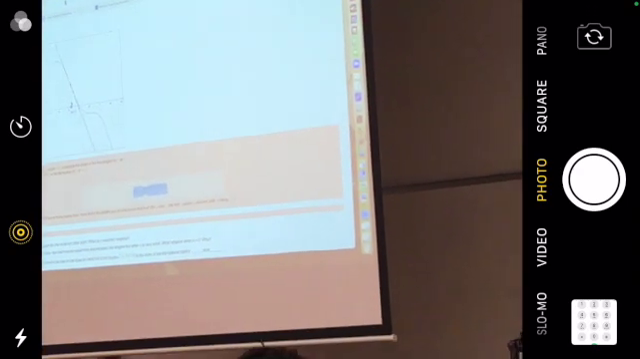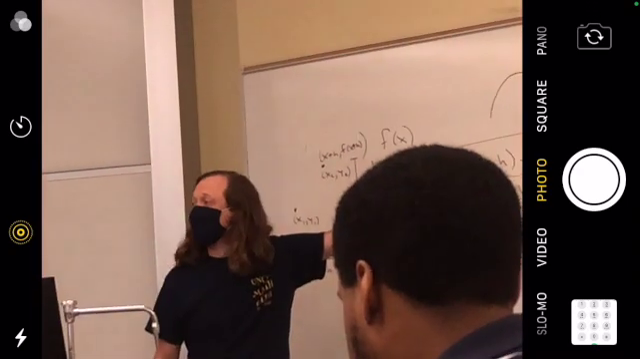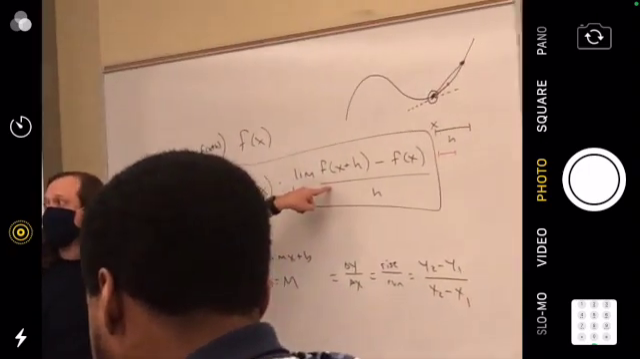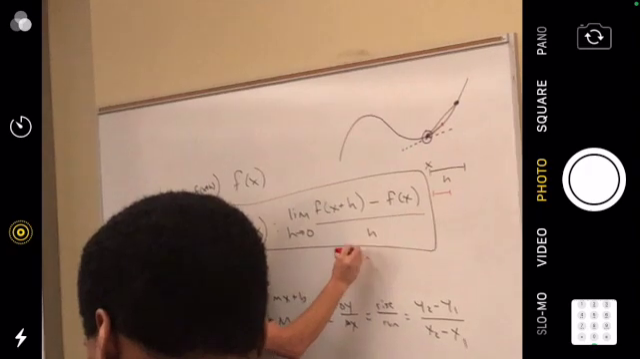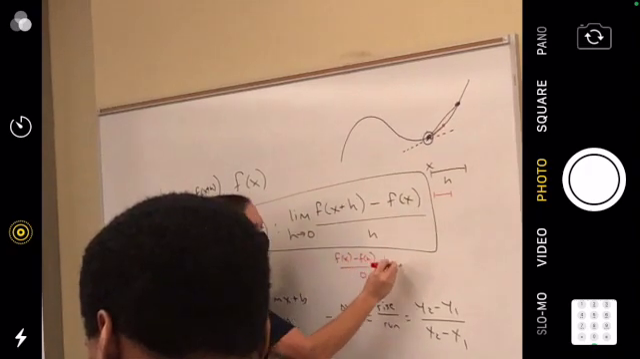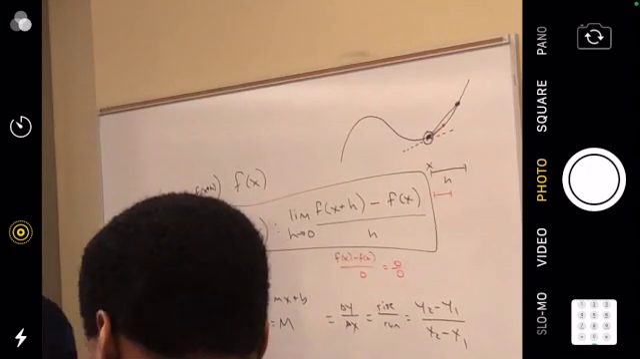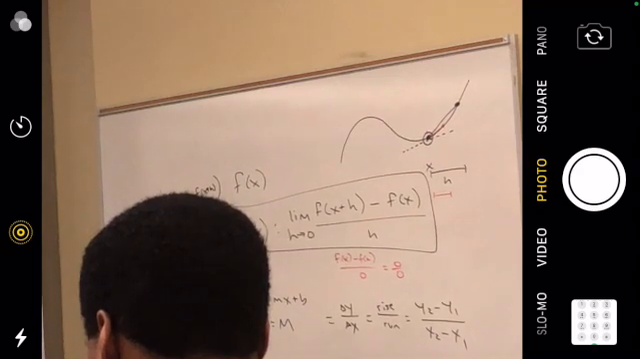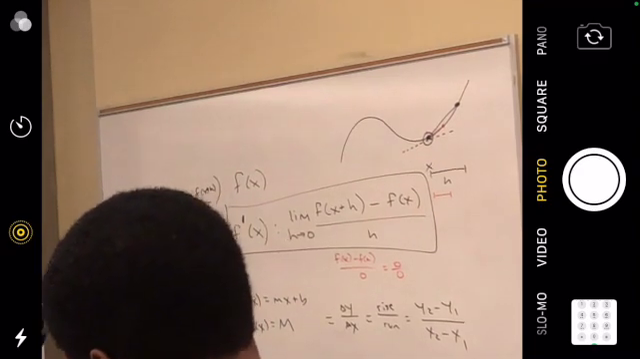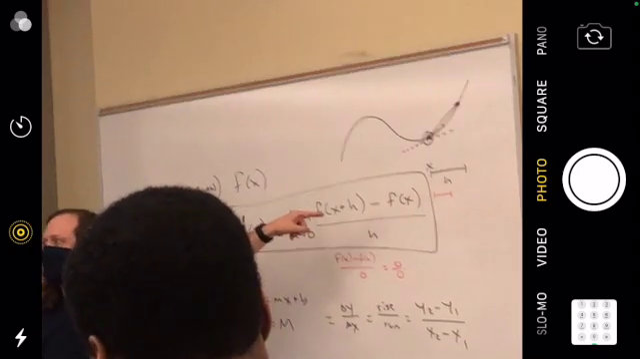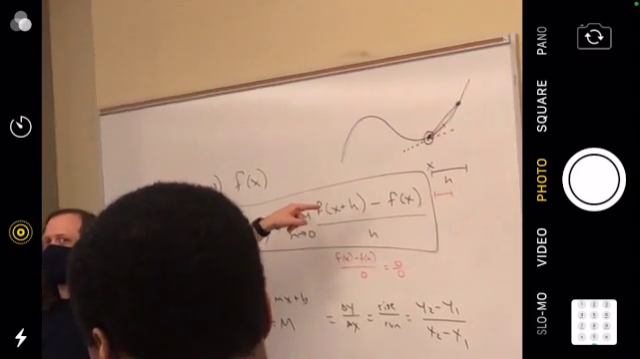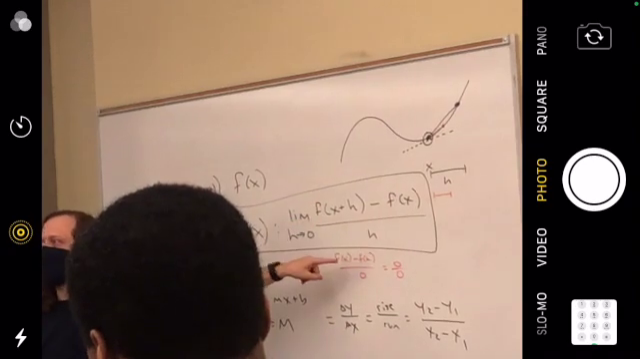One other comment. What happens if I plug in h equals 0 here? It'd be f of x minus f of x over 0. So I get 0 over 0. By definition, this limit will be an indeterminate form. You always have to do more work, factor, cancel, do something else before you can actually find the slope.